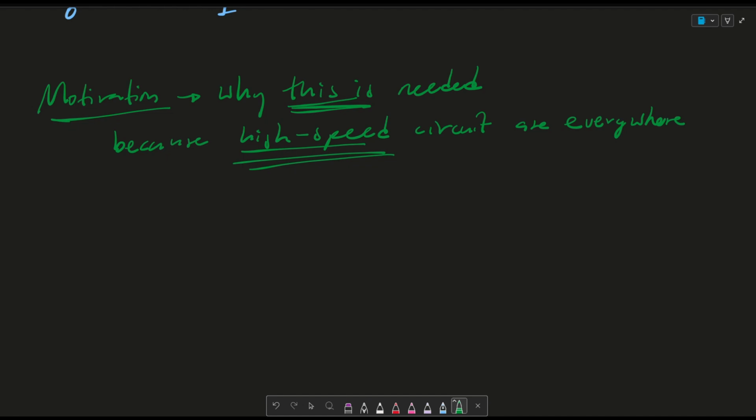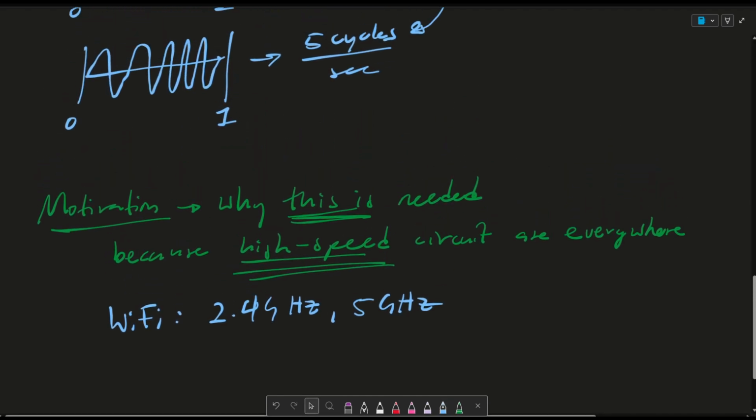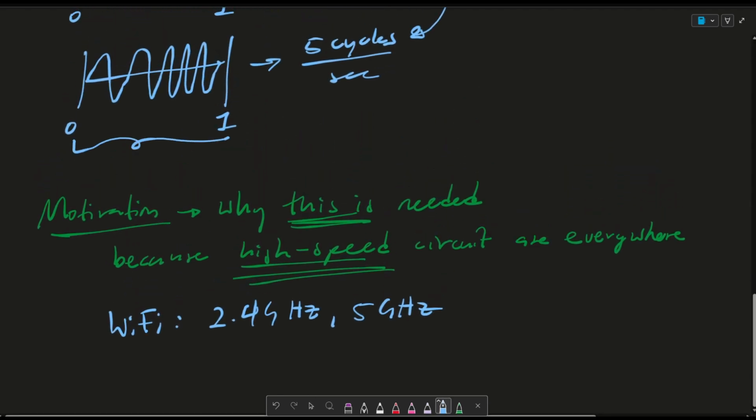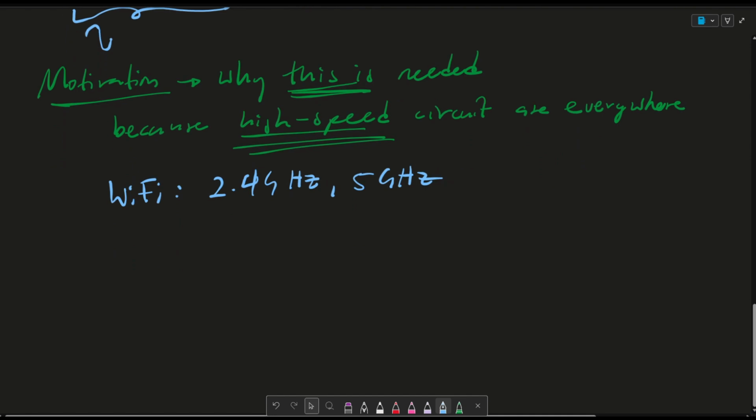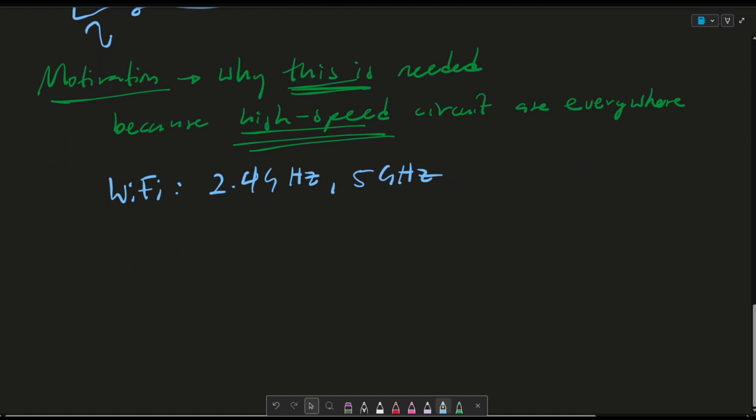Some examples of high speed applications: if you're listening to this video on YouTube, chances are you require Wi-Fi. And Wi-Fi runs at 2.4 gigahertz to 5 gigahertz. Again, imagine in the range of 1 second, I have a signal that is fluctuating at 2.4 billion cycles per second. That's almost impossible for me to draw on the screen, but I hope you can visualize how high of a speed that is.